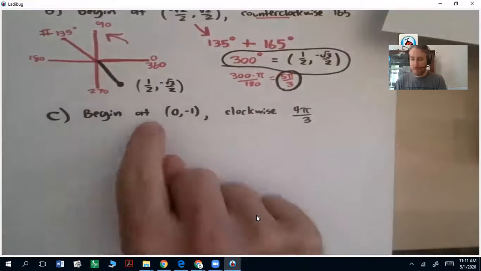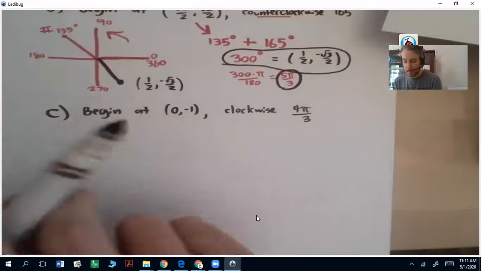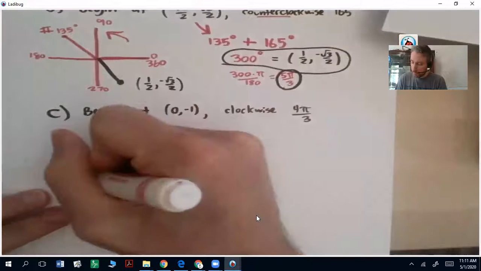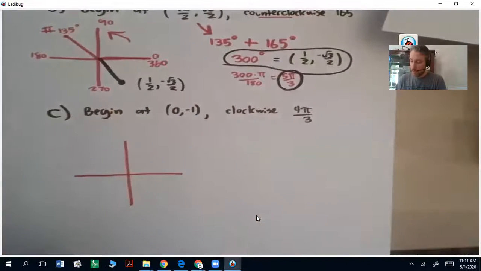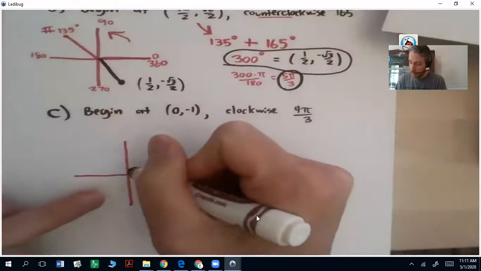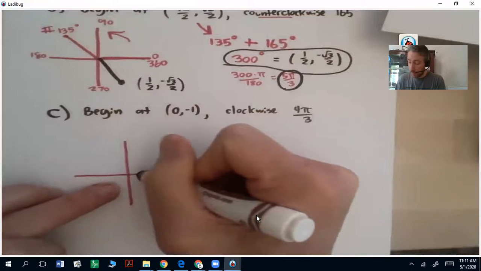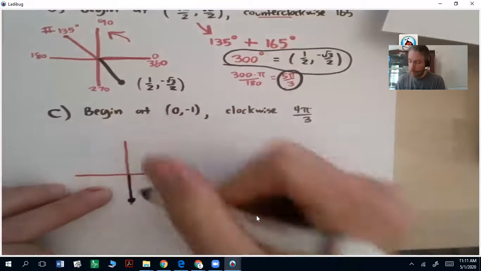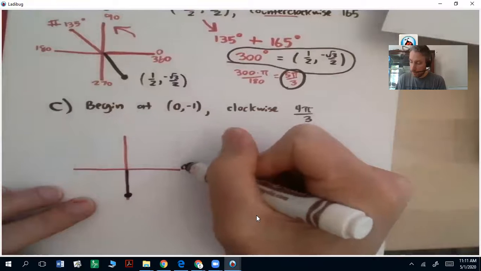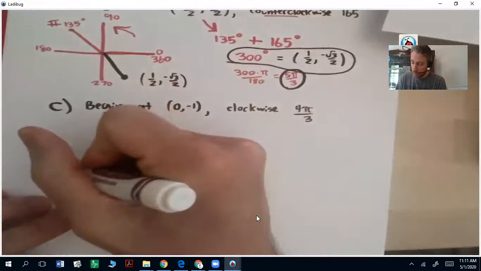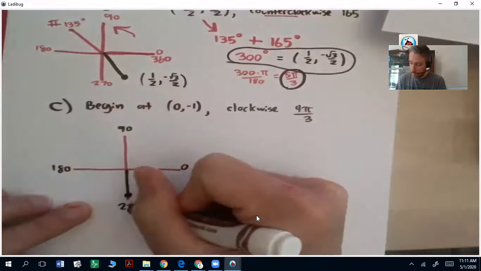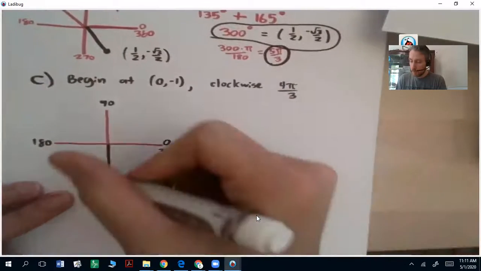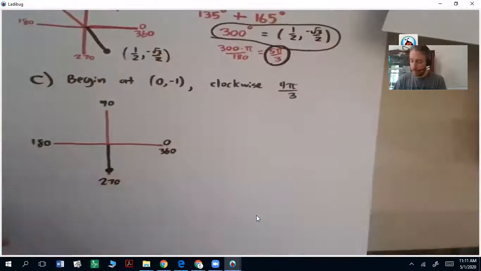Okay, let's look at letter C. We're going to begin at 0, -1. So let me draw out a little unit circle again, a little quadrant. 0, -1 is not going left or right. It's going to go down. So that's going to be there. And that should be at 270 degrees. So 270 degrees is your starting point.